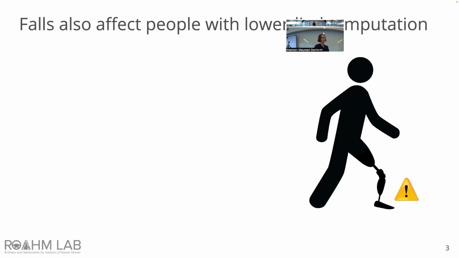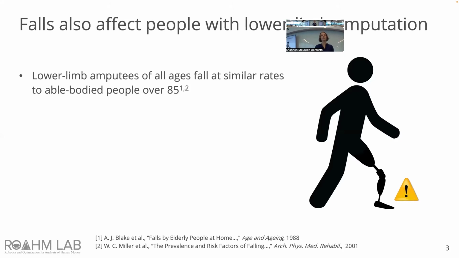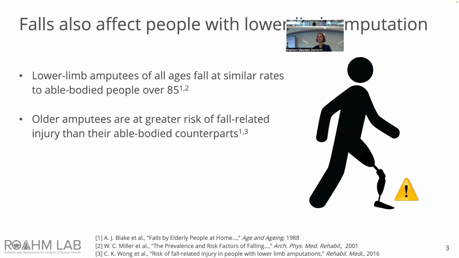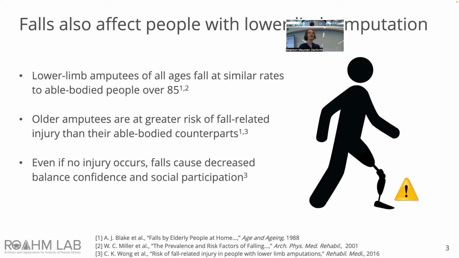And falls among people with lower limb amputation are understudied, but it is estimated that lower limb amputees of all ages fall at similar rates to able-bodied people over 85. And older amputees are at greater risk of fall-related injury than their able-bodied counterparts. And even if no injury occurs during falling, which is often the case for younger people with lower limb amputation, falls can still cause decreased balance, confidence, and social participation. And so my dissertation focuses on preventing falls in older adults and people with lower limb amputation.